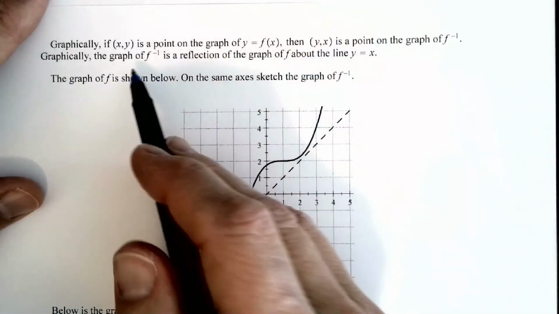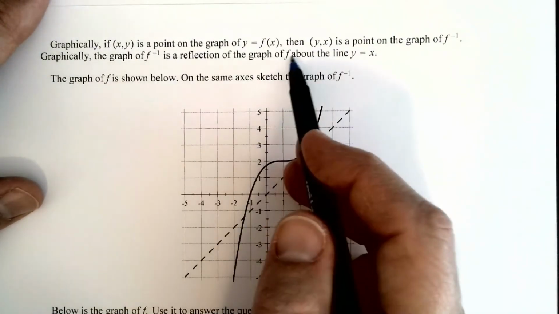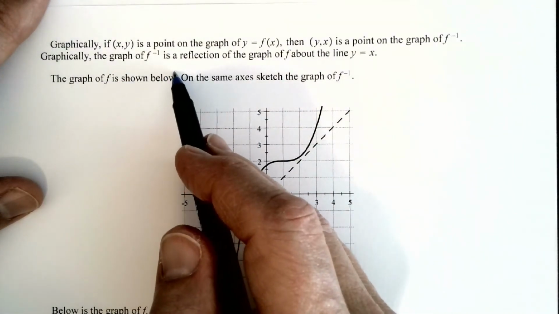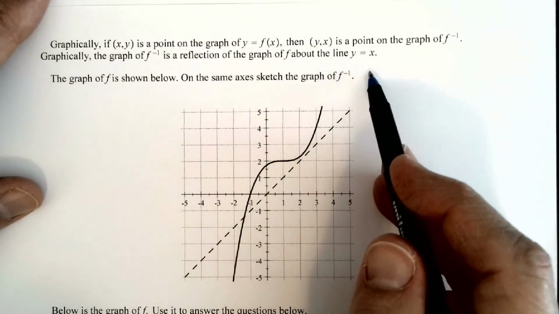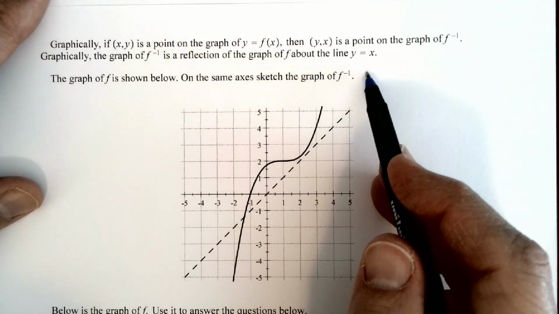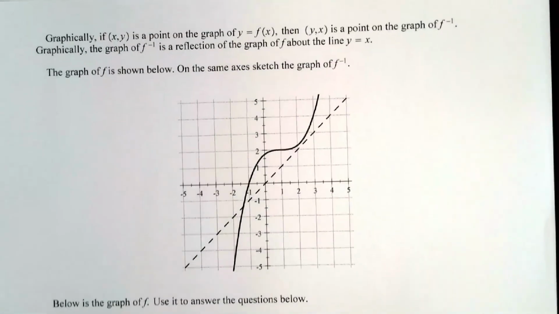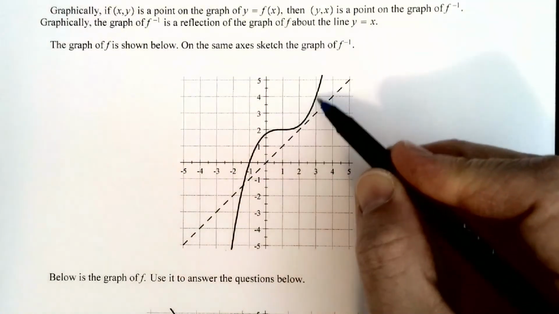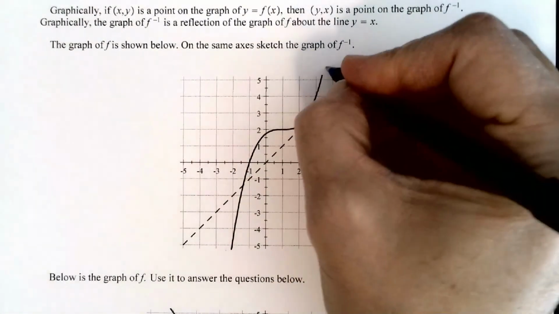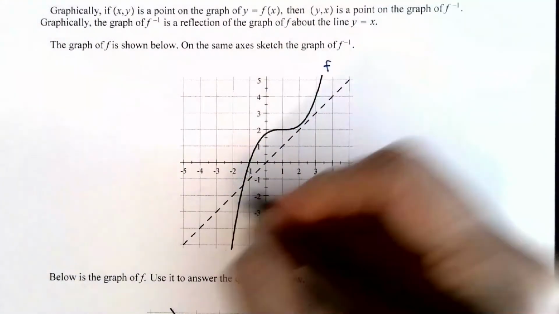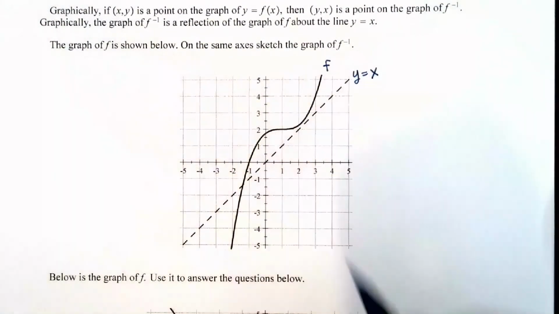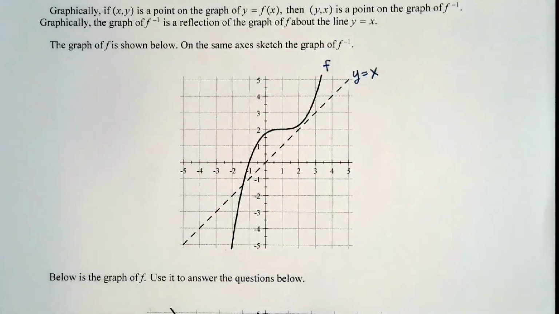And when you replace x comma y with y comma x, you have just performed a reflection about the line y equals x. And I want to show you that here. Look at this function here. This solid line is the function f. The dashed line here is the line y equals x. I hope you identify that as the line of slope 1 passing through the origin.